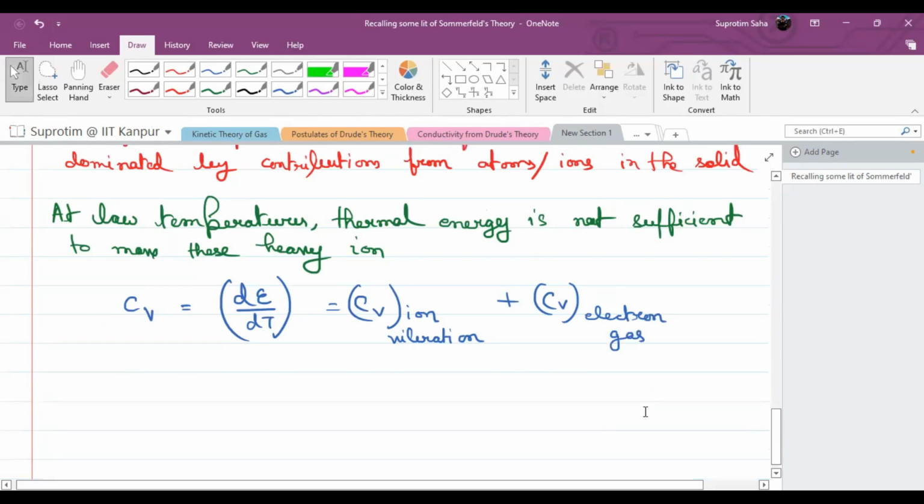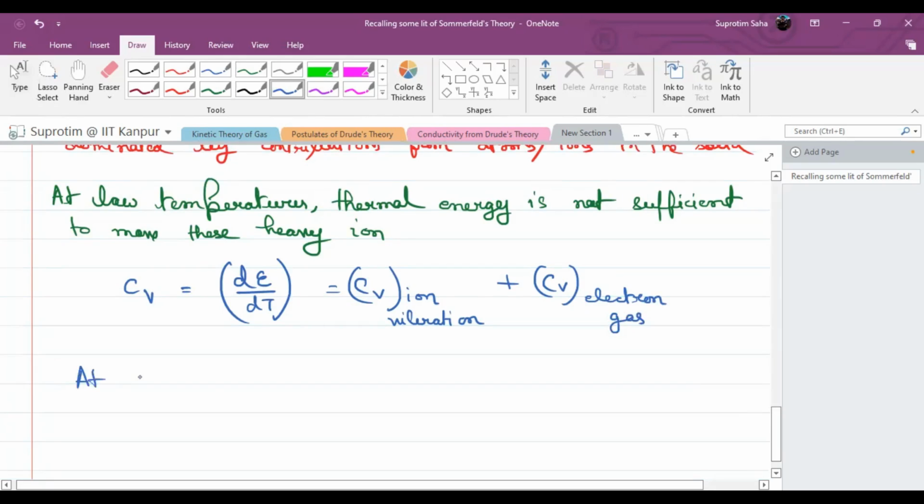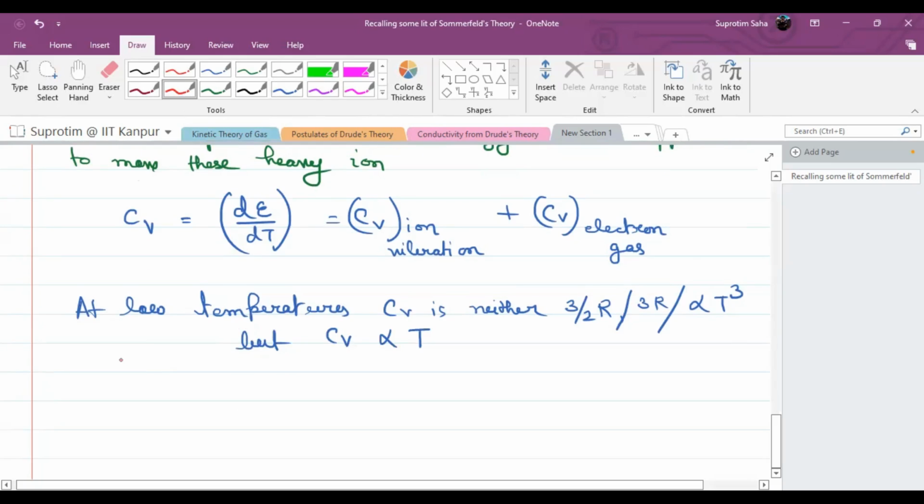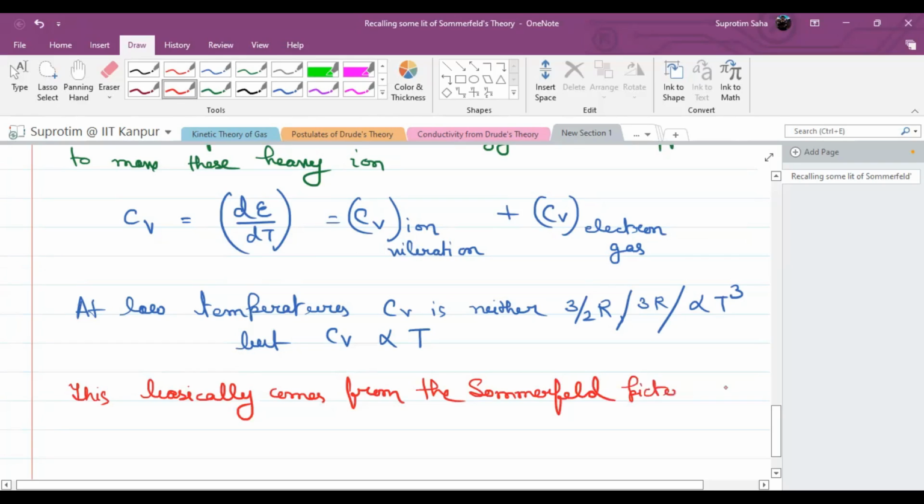All right. So at low temperatures, CV is neither 3/2 R, nor 3R, nor proportional to T cubed, but CV is proportional to T. And this basically comes from the Sommerfeld picture of electron gas in the metal.